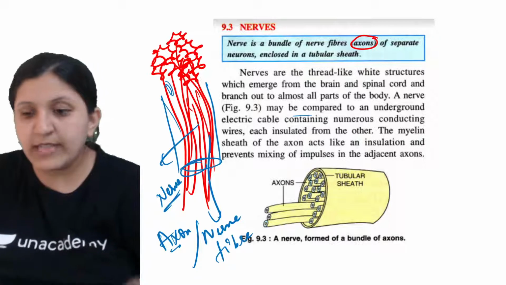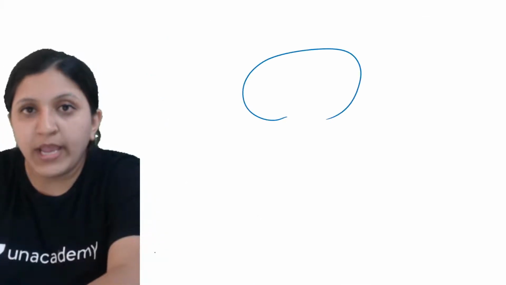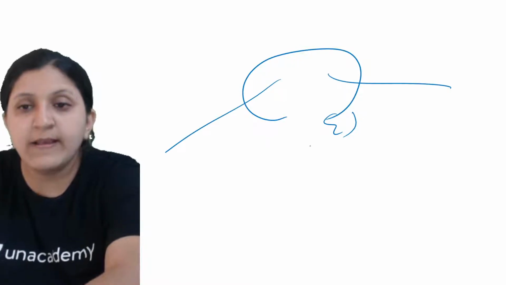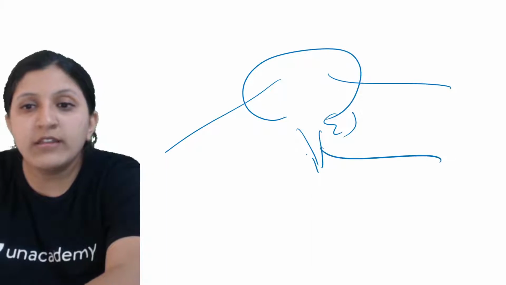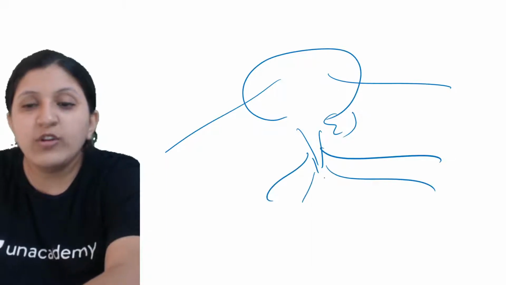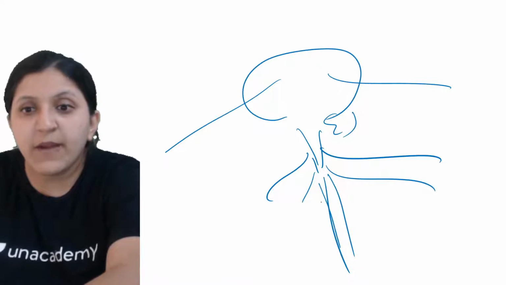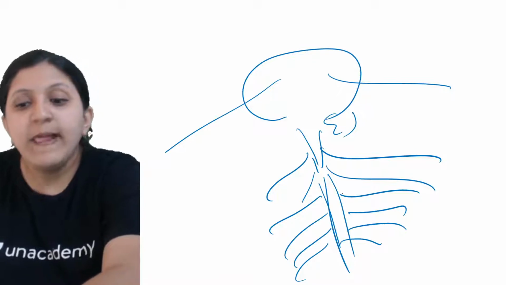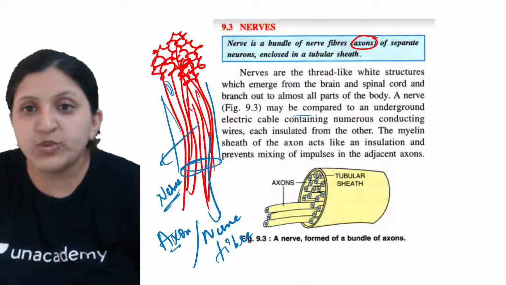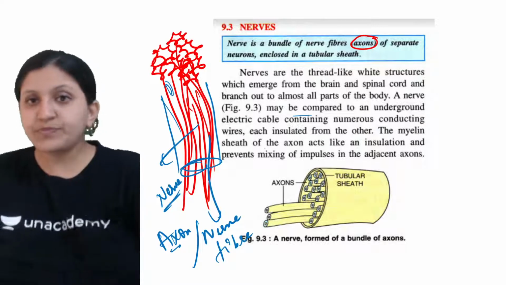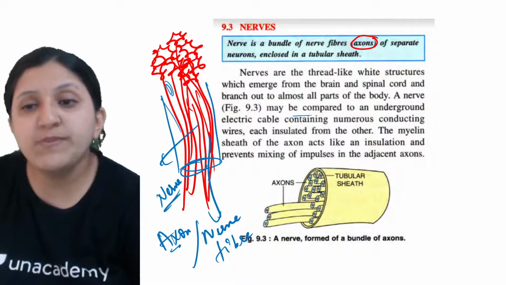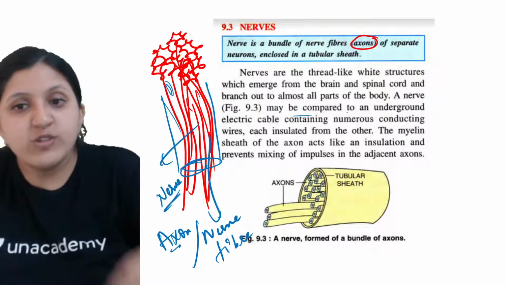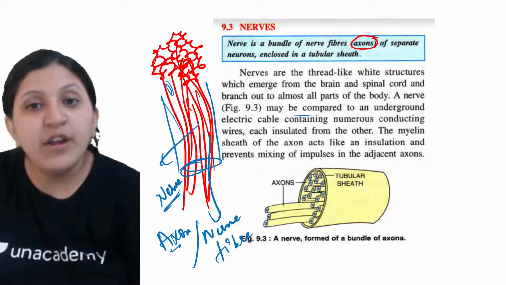Here I'll just explain this one. There is a brain. From the brain there are nerve fibers arising. Then from the medulla oblongata, nerve fibers are arising. Then it will continue down. Here is the trachea. There are nearly 31 pairs of these nerve fibers you can find. Like this, nerve fibers are spreading everywhere. So nerves are thread-like white structures which emerge from the spinal cord or brain and branch out to almost all the parts of the body. A nerve may be compared to an underground electric cable.